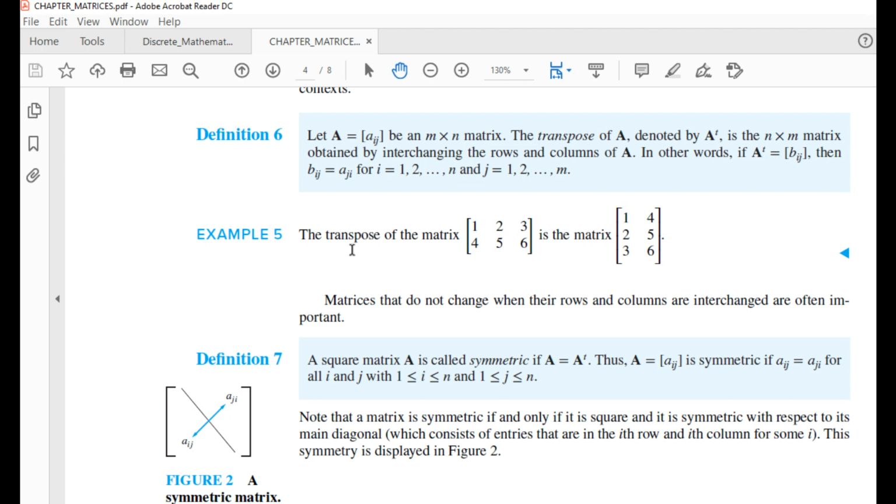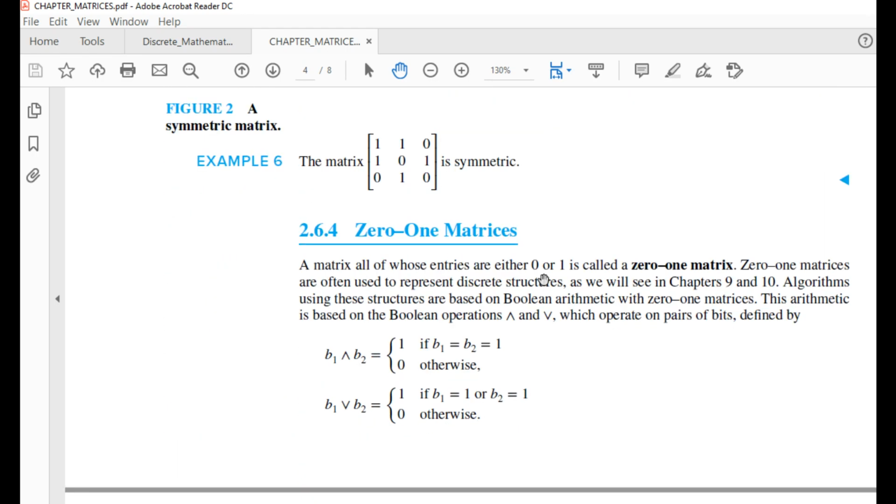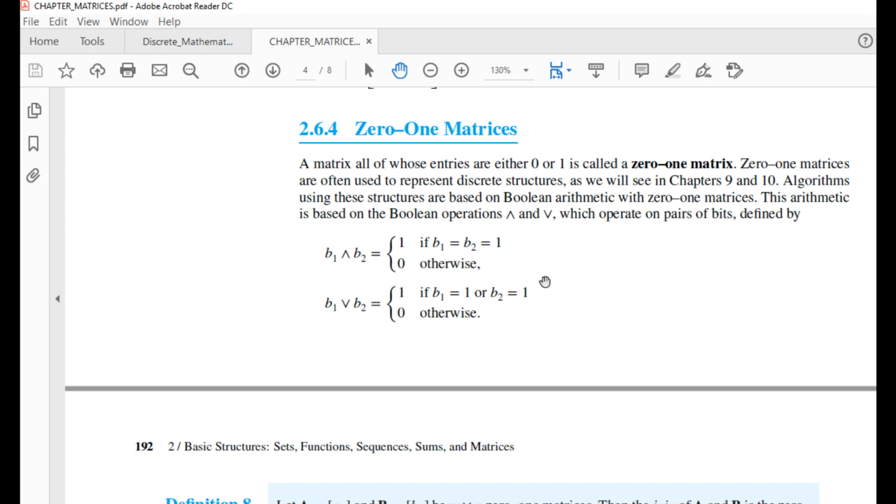The columns of the matrix become the rows, and the rows become the columns. As you can see here, row 1, 2, 3 became column 1, 2, 3. Row 4, 5, 6 became column 4, 5, 6. So it's a matter of inverting the rows and the columns. I hope you got that. Okay, it's very simple.